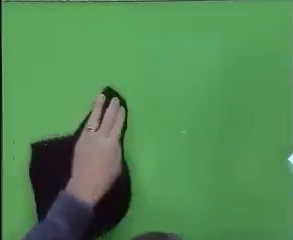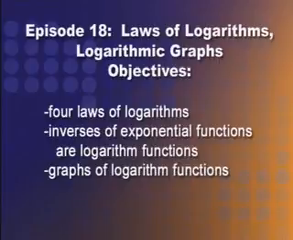Okay, now let's go to the objectives for this episode. And we have 3 objectives. First of all, we want to establish 4 laws of logarithms that we'll discuss first. Then we will show that the inverses of exponential functions are logarithmic functions. So we'll establish that fact using the laws of logarithms. And then we'll finally conclude by discussing the graphs of logarithmic functions and transformations of those logarithmic graphs.